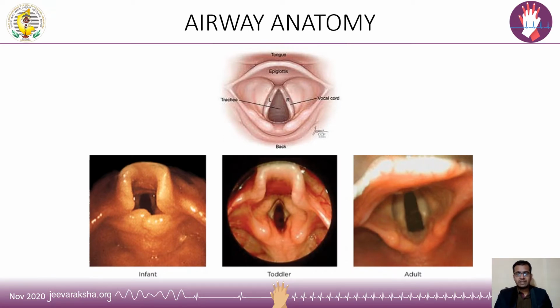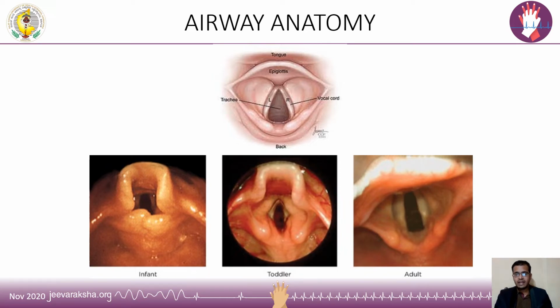From the base of the tongue, what comes is the epiglottis. So this is the epiglottis, usually omega shaped in pediatric patients. This is the epiglottis in adult patients. As you go below the epiglottis, you can see white shining structures. These are the vocal cords, the true vocal cords, the left and the right vocal cords.